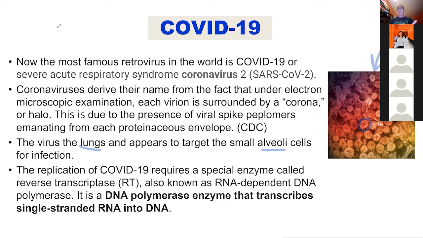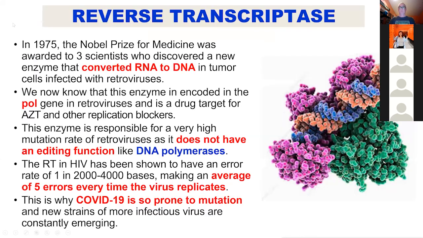Now, why do you get so many more new strains of this particular virus when you don't really see that with other viruses? You kind of do with the flu as well. Every year we get a new strain, but it seems like we get a new strain of this every couple of months. Well, why is that? And it comes down to reverse transcriptase.